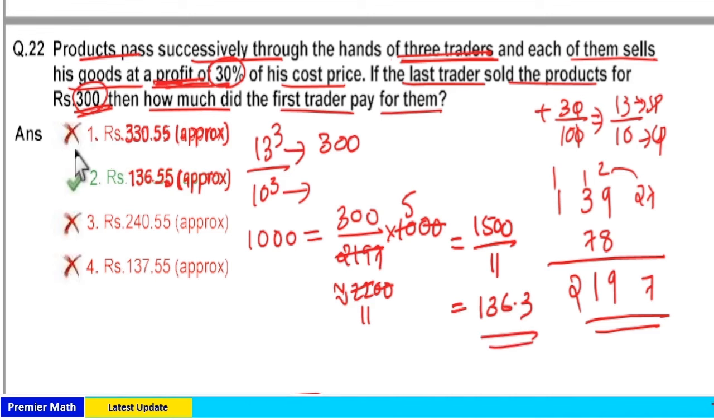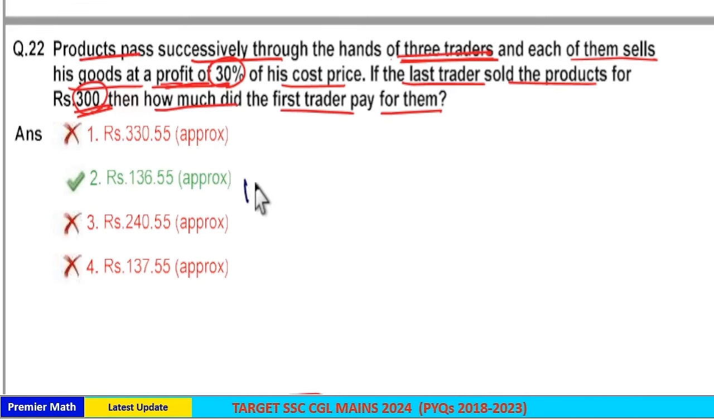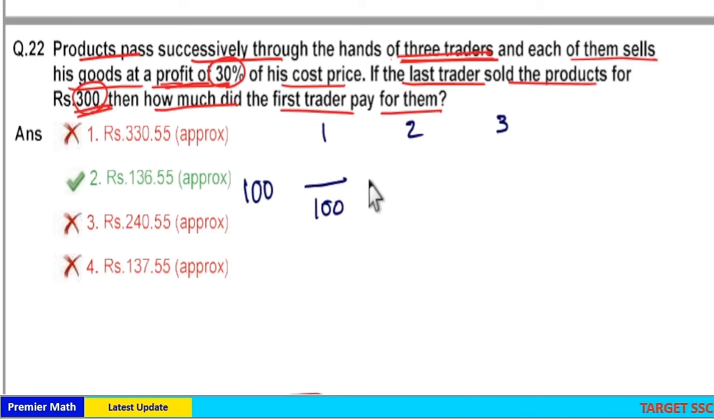Now the concept is: consider 100 rupees as the initial cost. Now there are 3 traders. The first trader's cost price is 100 rupees and he sells it at 30% profit, which means he sells it at 130 rupees. Again, in the second case, the trader buys it at 130 rupees. That is, his cost price is 130 rupees, which is the sell price of the first person.